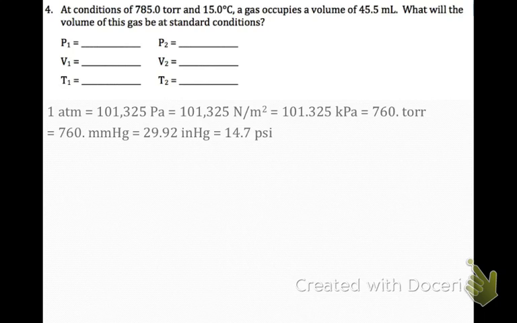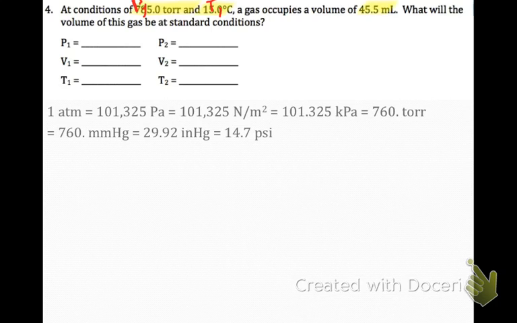So here, number 4, at conditions of 785.0 torr and 15.0 degrees Celsius, a gas occupies a volume of 45.5 milliliters. What will the volume of this gas be at standard conditions? So let's highlight some information. I have 785 torr. Since it's torr, I know that that's going to be pressure. I'll make that P1. And 15 degrees Celsius, that's going to be T1.